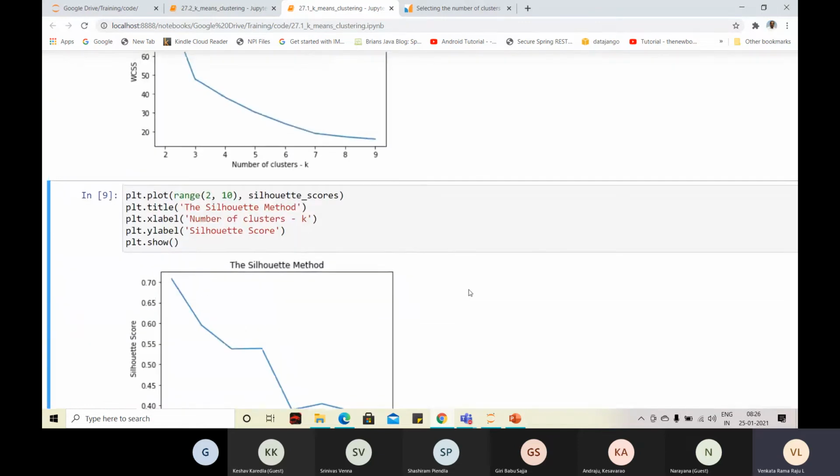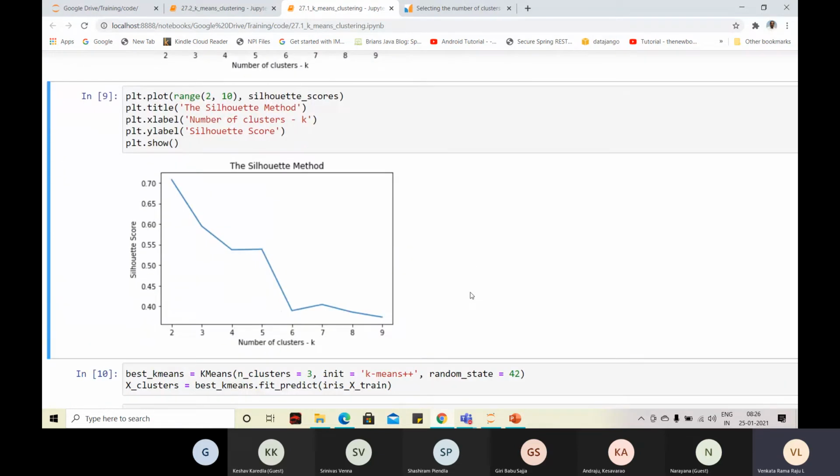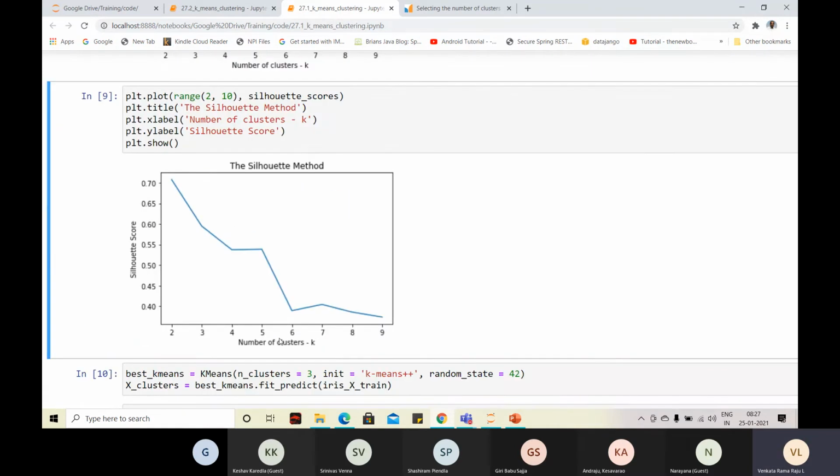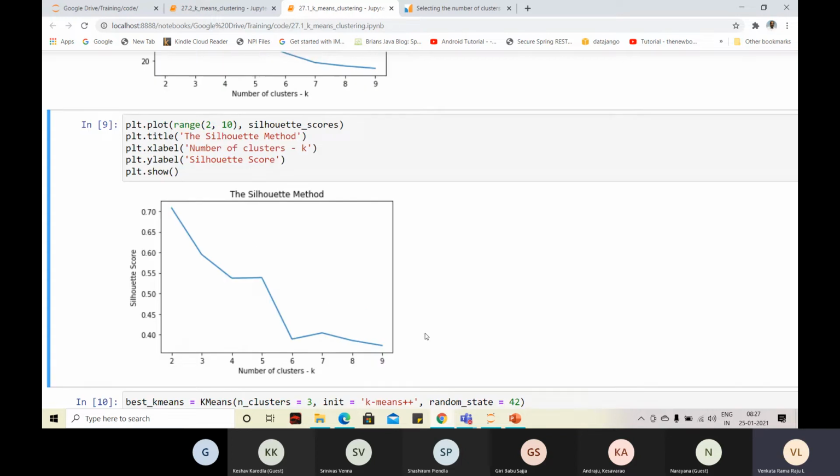Which one to believe? If you don't have the y variable, do you have a clue on which one to believe and choose the best k? Are you getting it?